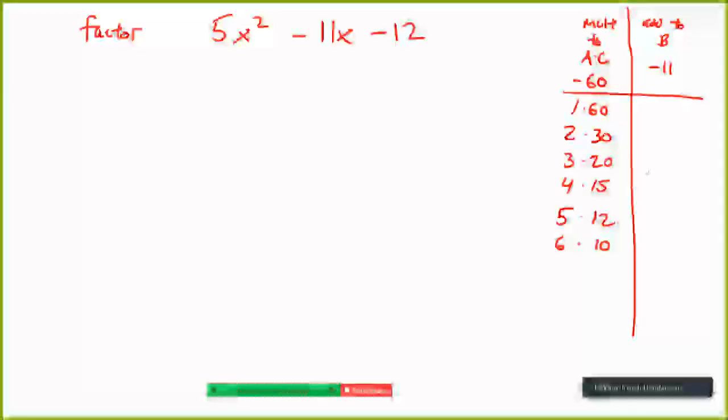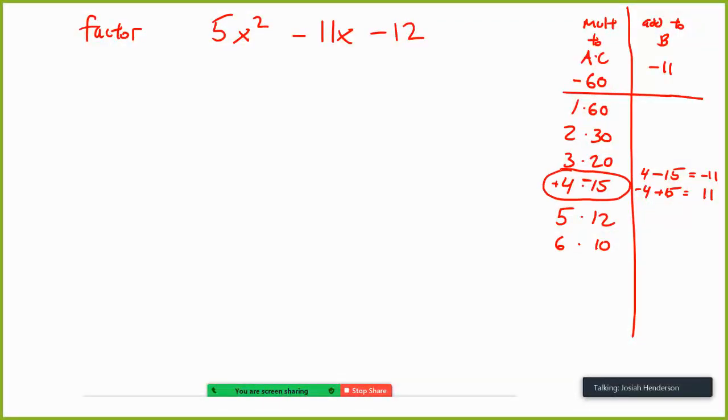So now just double check which one is positive, which one's negative. 4 minus 15 and negative 4 plus 15. So 4 minus 15 is negative 11. That's the one we want. Negative 4 plus 15 is positive 11. So we want to make our 15 the negative, and our 4 will be positive. And I'm going to circle those so I don't forget about them.